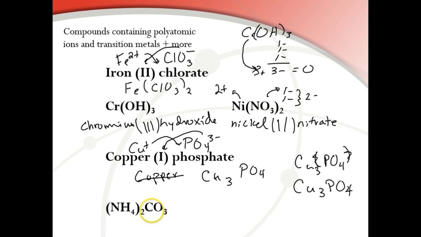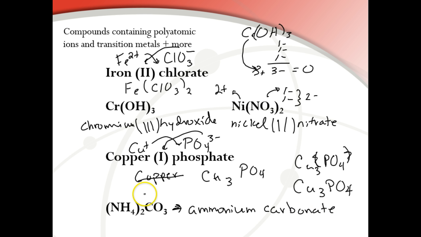Finally, I just want to point out this ammonium compound. So we don't have a metal this time, but we do have a cation. And so we name the cation and then the polyatomic ion. Our cation in this case is ammonium, and then our polyatomic ion as the anion is carbonate. So we just name the 2, ammonium carbonate.